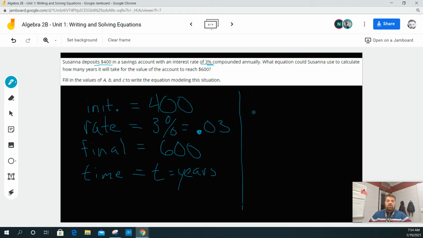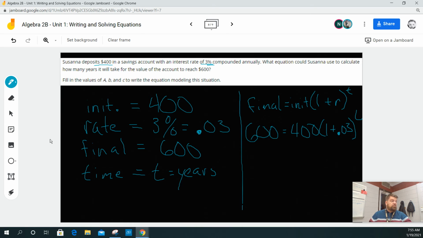So remember, it goes final is equal to the initial times 1 plus the rate, raised to the t. In other words, it'd be 600 is equal to 400 times 1 plus 0.03 raised to the t.